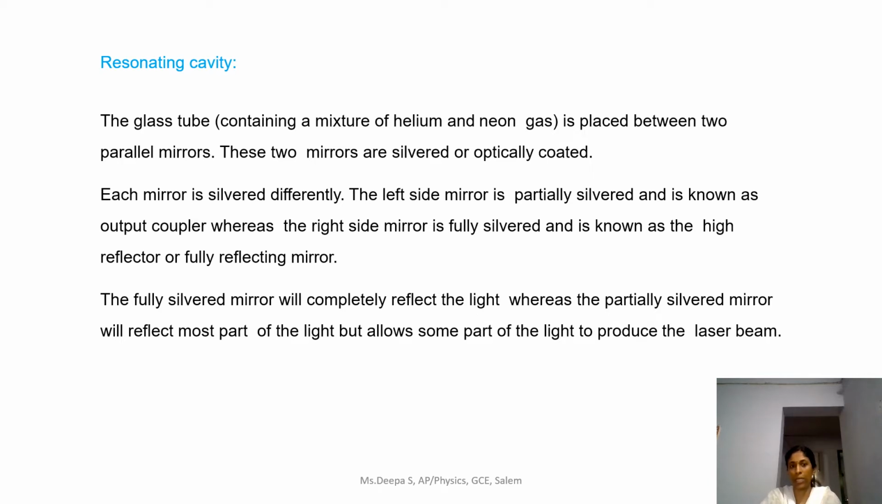Next one is the resonant cavity. A glass tube plus two reflecting mirrors is called the resonant cavity. In the glass tube we take the mixture of helium and neon gas, and two mirrors are placed at the ends of this glass tube. One is 100% reflecting, and the other is partially reflecting. Through the semi-silvered, partially reflecting mirror, we get the continuous wave laser.